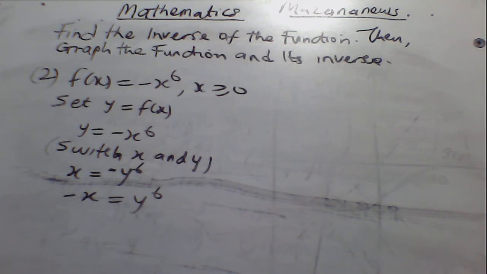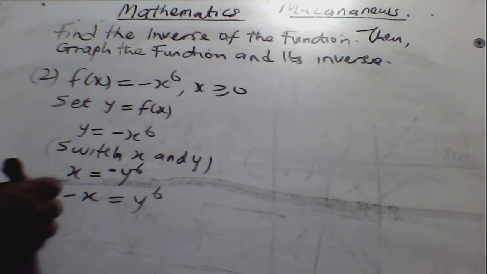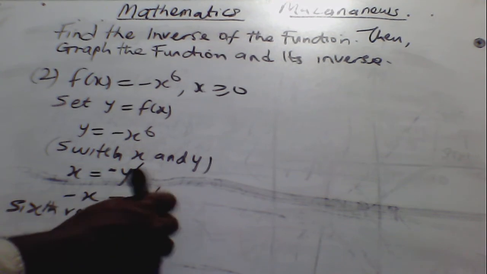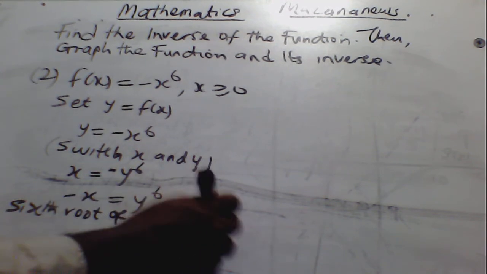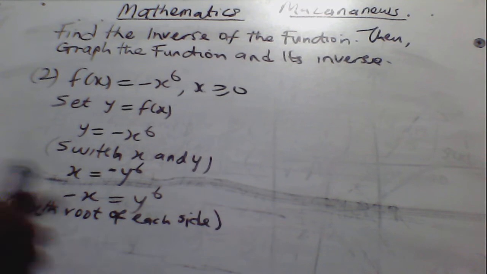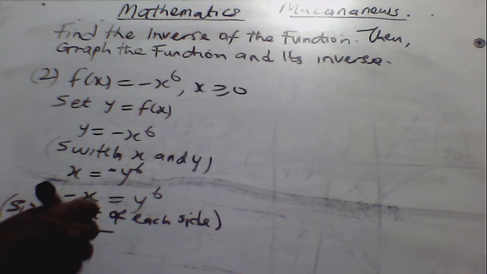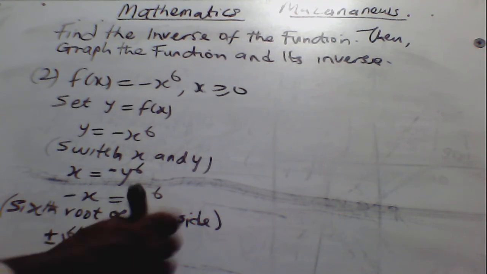Find the 6th root of each side. We have plus or minus the 6th root of x. This will give us equals to y.